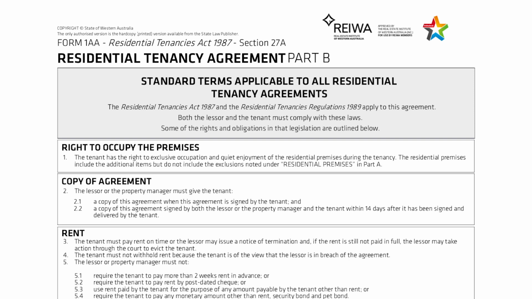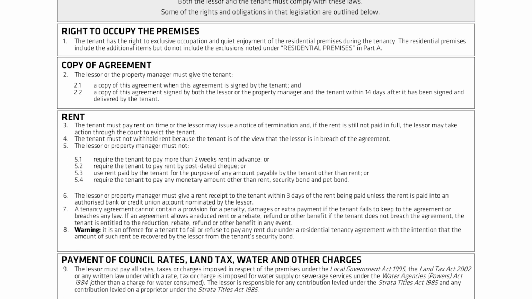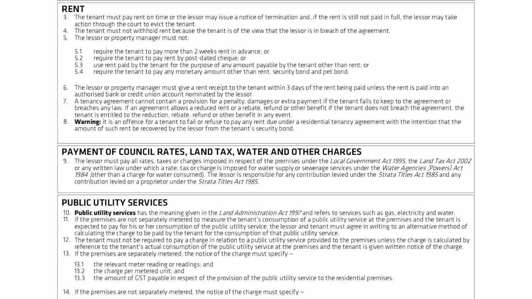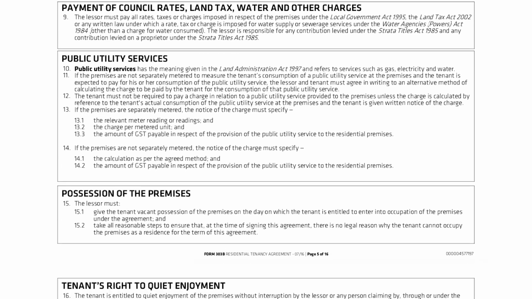Right to occupy the premises. You have the right to occupy the property. Copy of agreement. You will be given a copy of this agreement. Rent. Rent is payable 1 week in advance at all times. Payment of council rates and land tax, water and other charges. All rates are payable by the owner. Public utility services. Utilities are payable by the tenant.